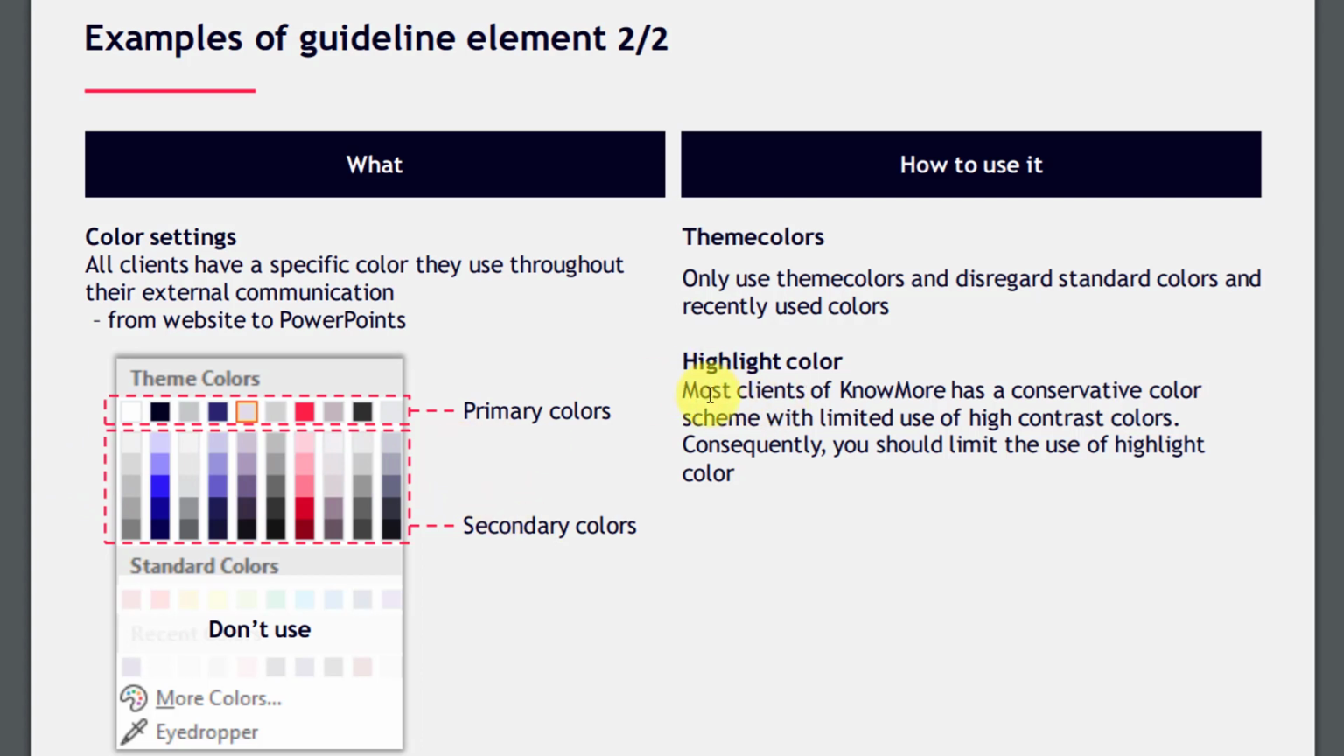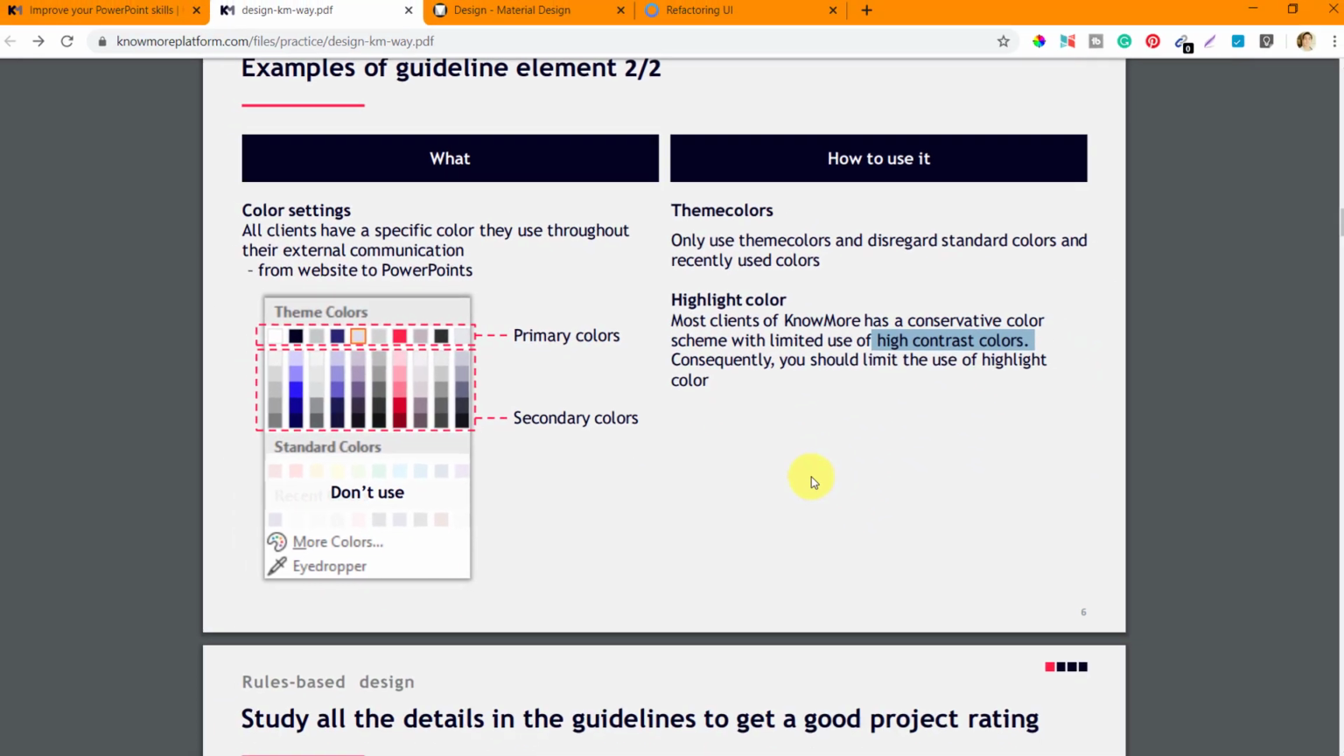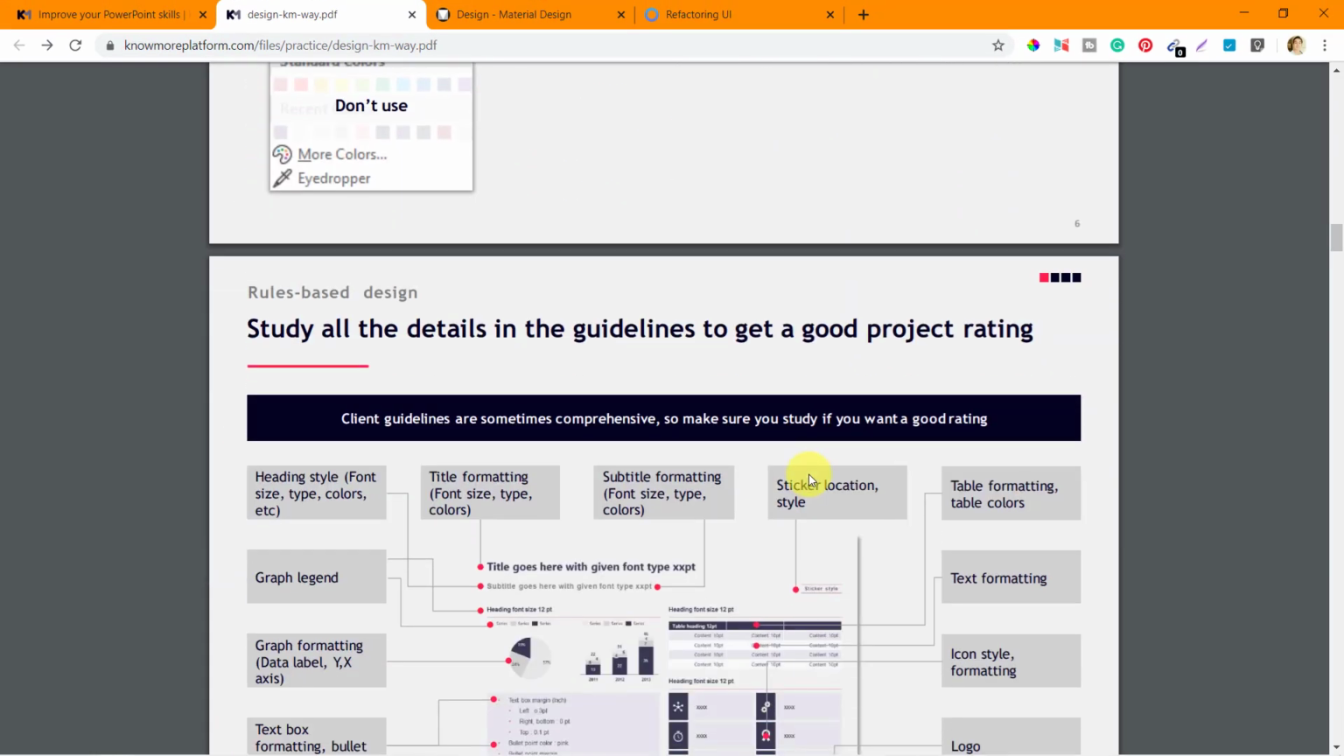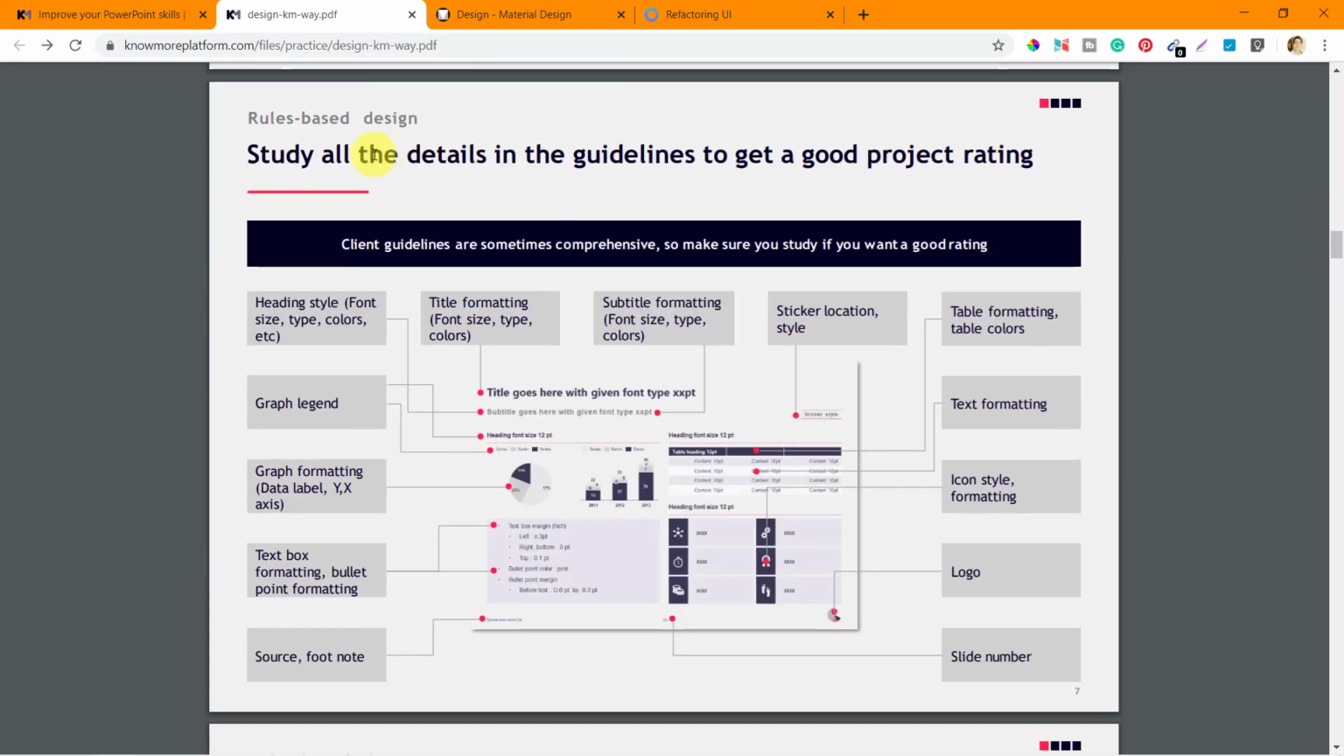They've mentioned very clearly that most clients of Knowmore have a conservative color scheme with limited use of high contrast colors. So you should not use high contrast colors a lot in your PowerPoint presentations. Consequently, you should limit the use of highlight colors. All right. The next thing is study all the details in the guidelines to get a good project rating.